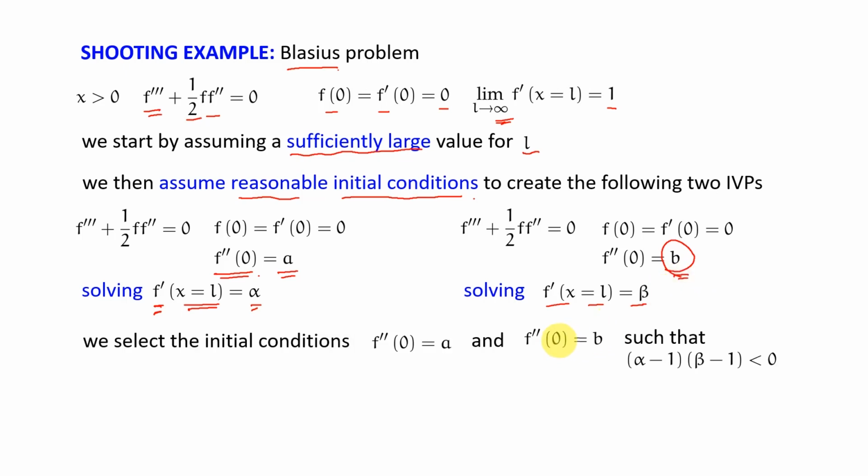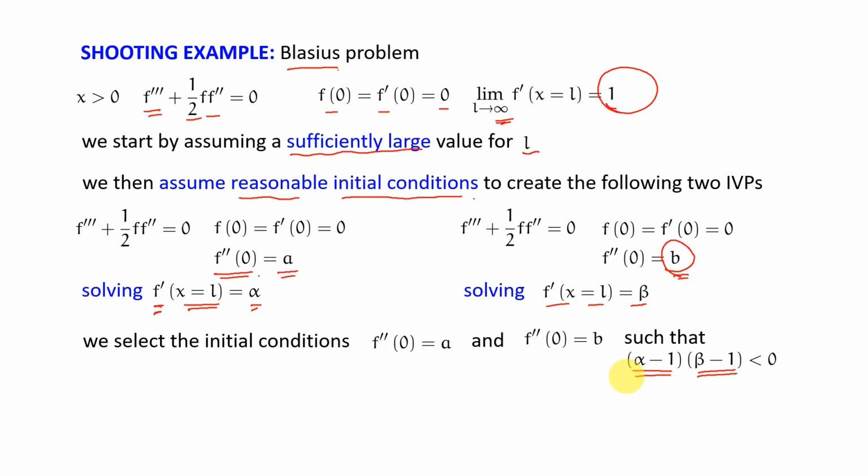Now I have to select these initial conditions A and B in such a way that, for alpha and beta, one of them is less than 1 and one of them is greater than 1, which means that alpha minus 1 multiplied by beta minus 1 must be less than 0. To reach here, I may have to trial with different A's and B's. Once I reach here, I can hope that we can now go with the shooting method.